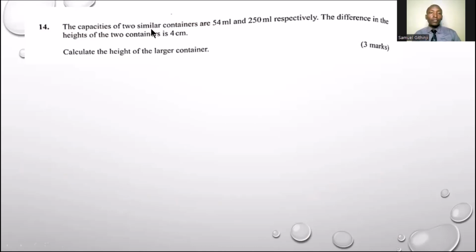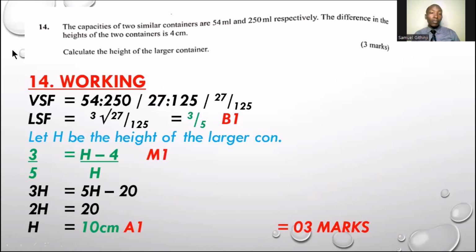A question on similarity. 2 similar containers, capacities are given 54 and 250. The difference in the heights of the 2 containers is 4 centimeters. So calculate the height of the larger container. Yes, my student, this is on similarity. Good. That's how you go about it. Remember, you're given the capacity. Capacity means volume. So this is volume ratio, or what you call volume scale factor.